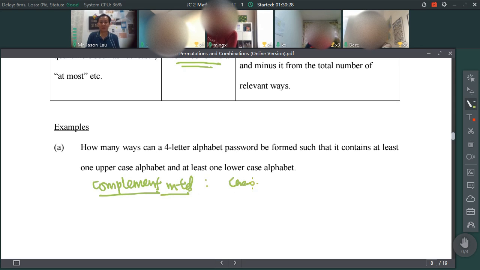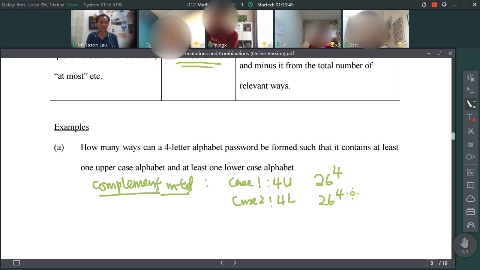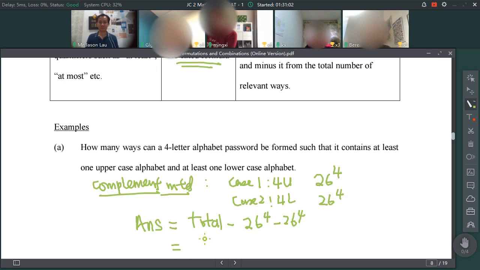Case 1, 4 upper. You'll find that 4 upper is very simple. It's just 26 power 4. Case 2, 4 lower, so it's 26 power 4 as well. So what is the answer using complement? It's always the total minus the unwanted cases. But what is the total here? 4 to the power 26.